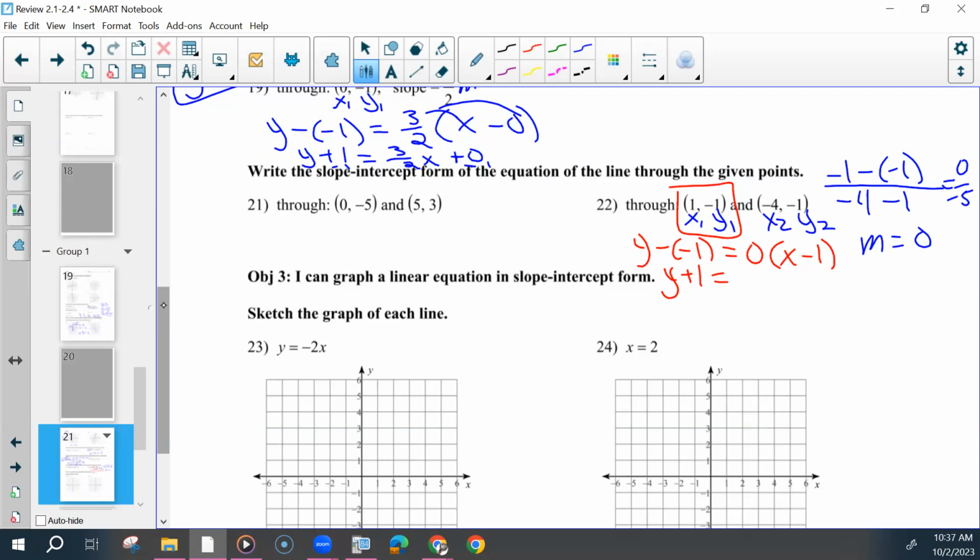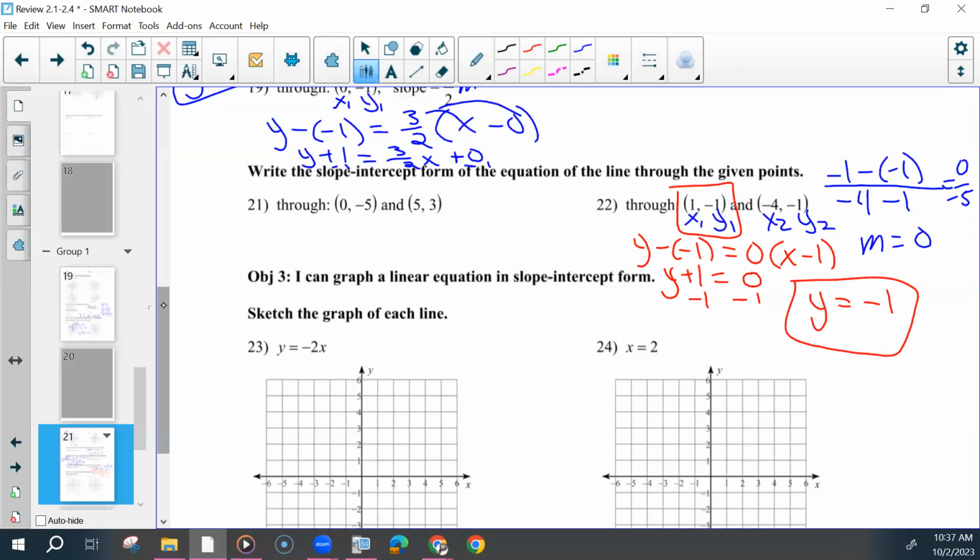Everything equals 0. So you wouldn't put 0x plus 0, you would just put 0. There's nothing else left on that side. Everything becomes 0. And then we just subtract 1. So that would be doing it with the formula.